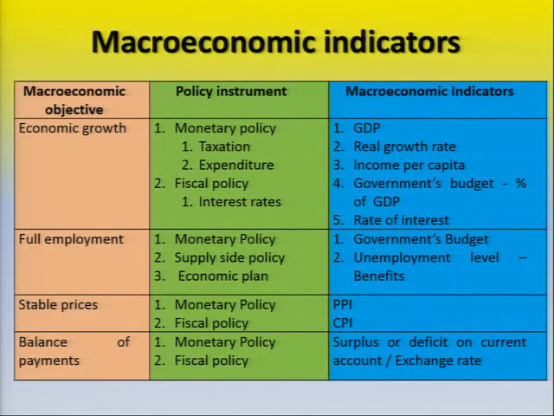When the objective is to achieve a stable balance of payments or a stable exchange rate, the policy instrument that the government can use is monetary policy or fiscal policy. We will notice the change when there is a surplus or a deficit on the current account of the balance of payments, or when the exchange rate is stable. Then we say that the government has achieved its macroeconomic objective.